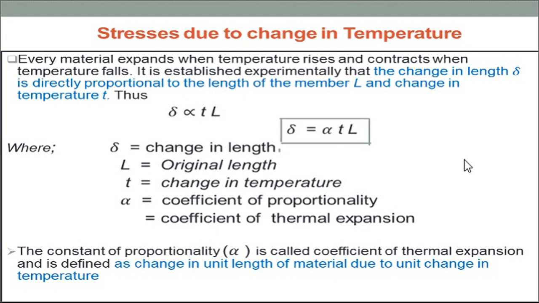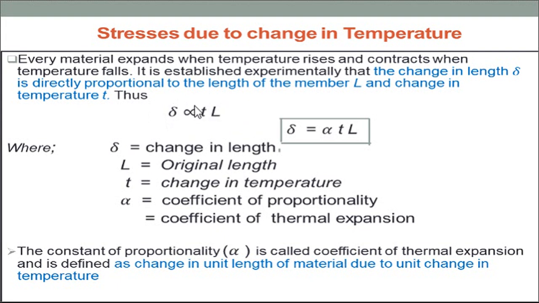It is established experimentally that the change in the length, delta, is directly proportional to the length of the member, L, and the change in the temperature, T. So this delta is nothing but the change in the length, and it is directly proportional to the change in the temperature and the length of that particular member. This expression is very important for finding out the temperature stresses.